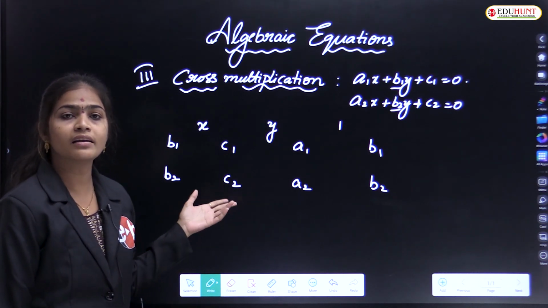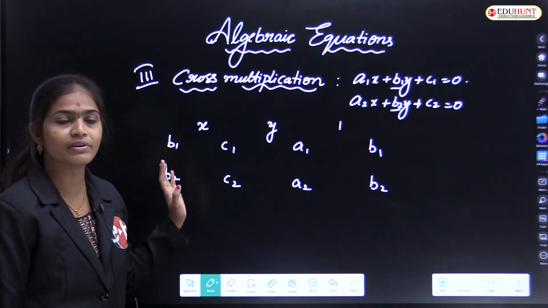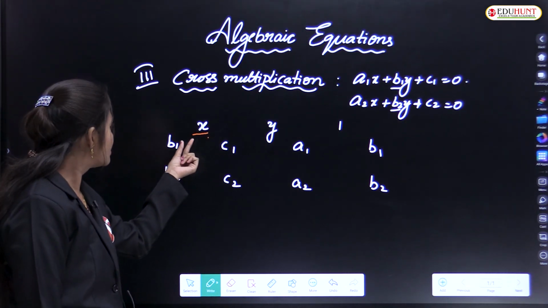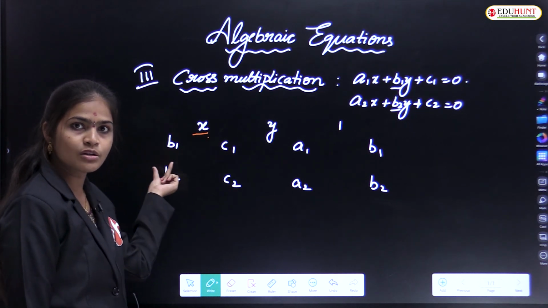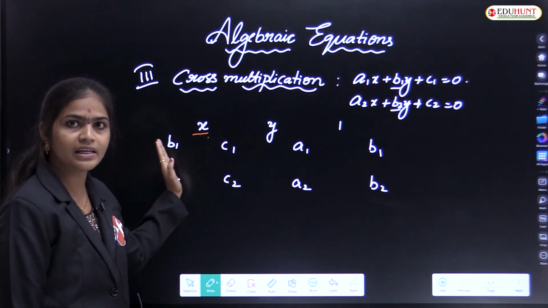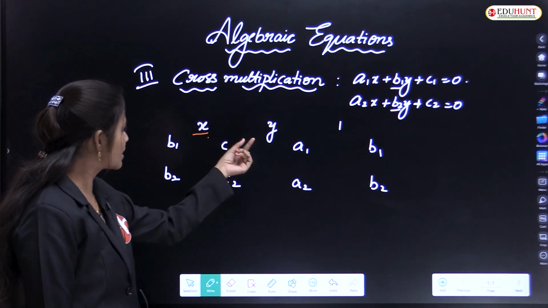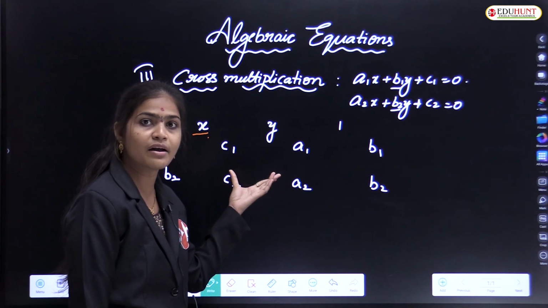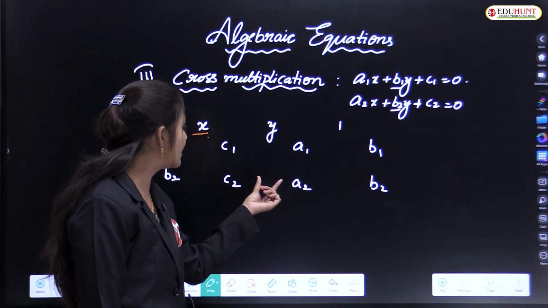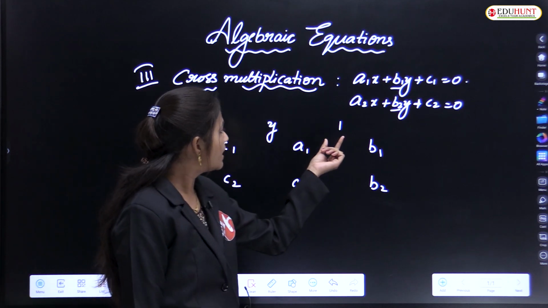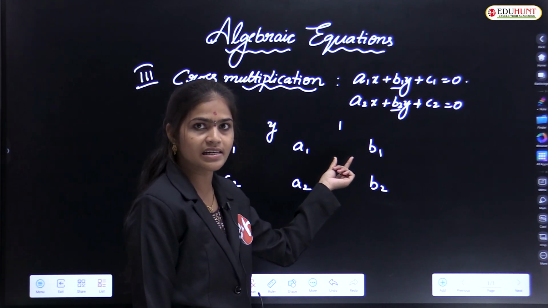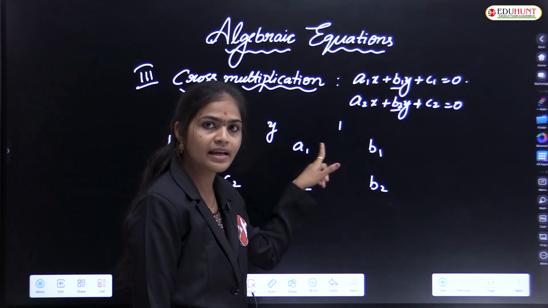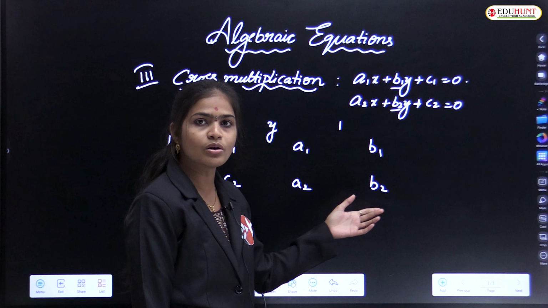Ma'am, how can we remember how to write this? Just simply one thing. This is the x coefficient; in the middle column you have to remove the x coefficients. Next, coming to y, we can observe that the y coefficients are not there, so remove the y coefficients. We write the x coefficients and the constant. Next, this is the constant term, so we terminate the constant term here. So this is the x coefficient and this is the y coefficient, and the constant term is not there.